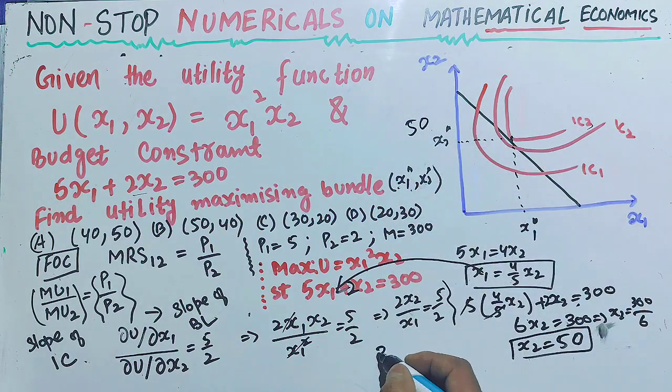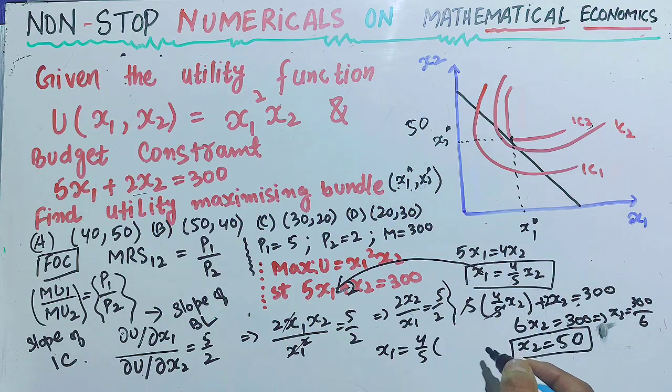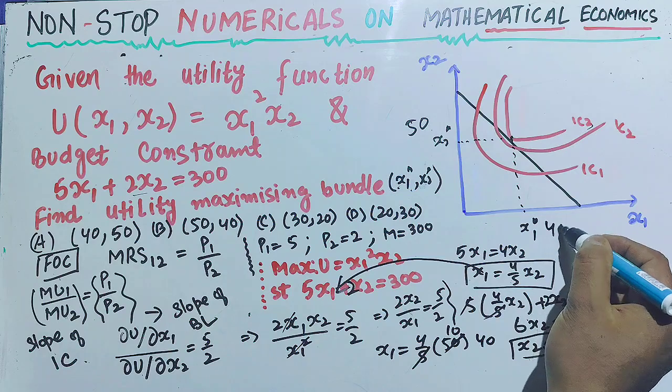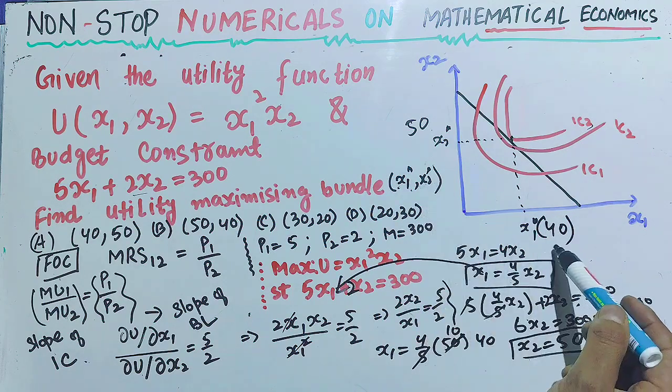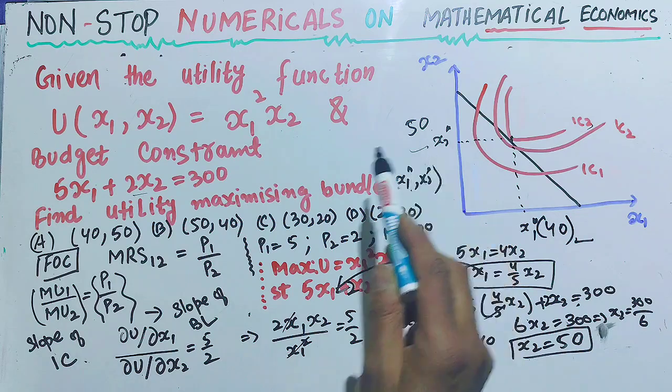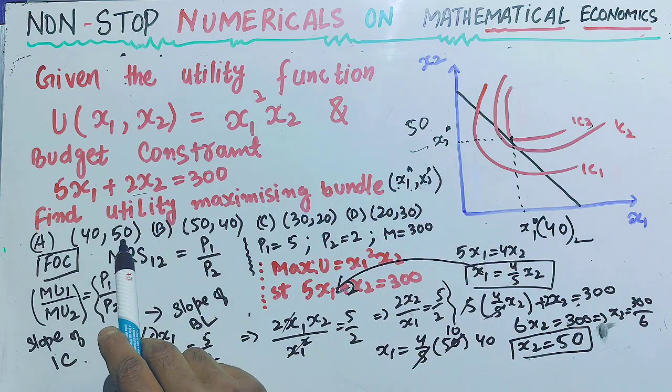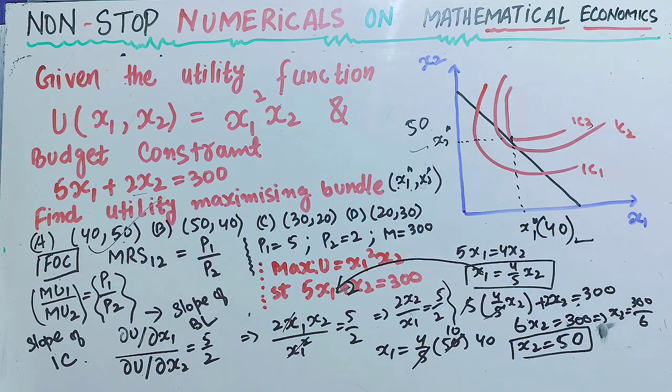To find out the x1, simply plug the value of x2 in this equation. So x1 will be 4 upon 5 times the value of x2, which is 50. So here we have 10, so 10 4s are 40, so it will be 40. Okay, so the correct option should be x1, x2. So x1 should be 40, x2 should be 50. So 40, 50, so this option should be correct here.